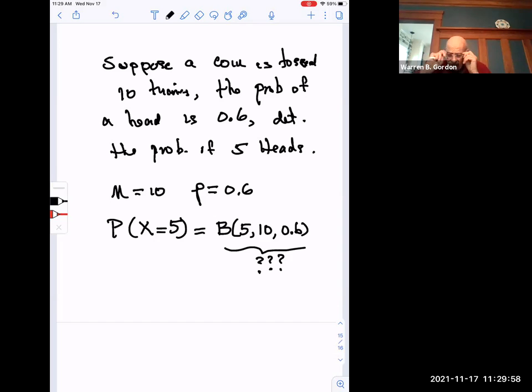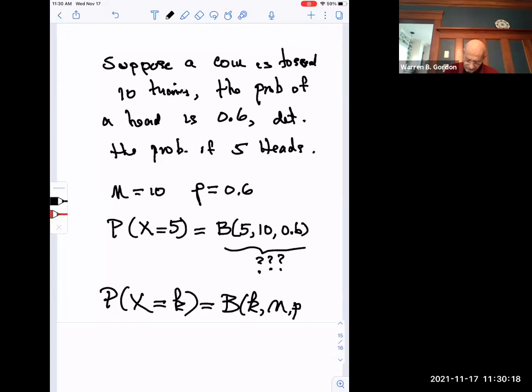Okay, so the question might be, in this example, or in general, how do we figure this out? Is there a formula for this? What's the formula? And so let's talk about that.